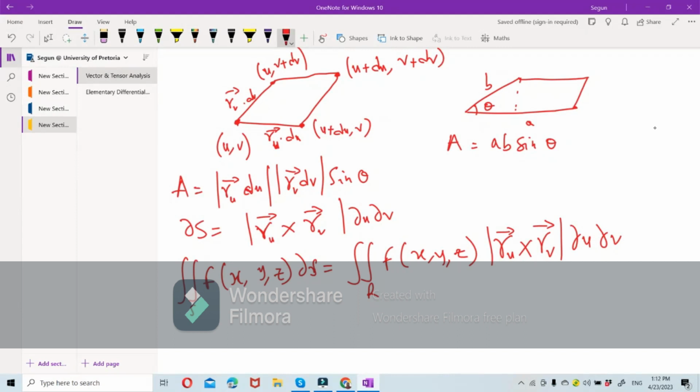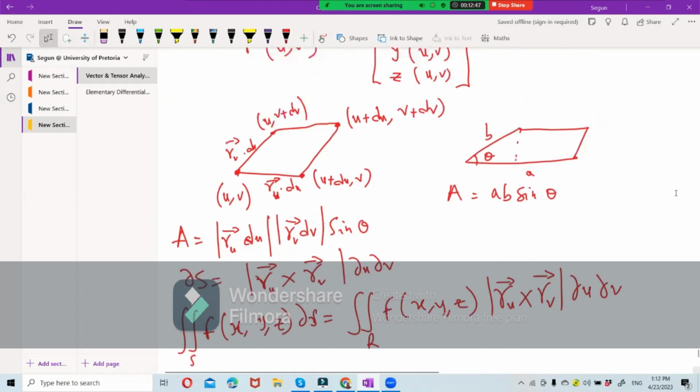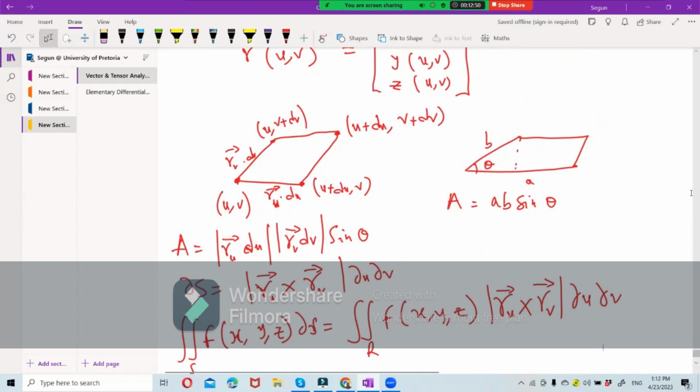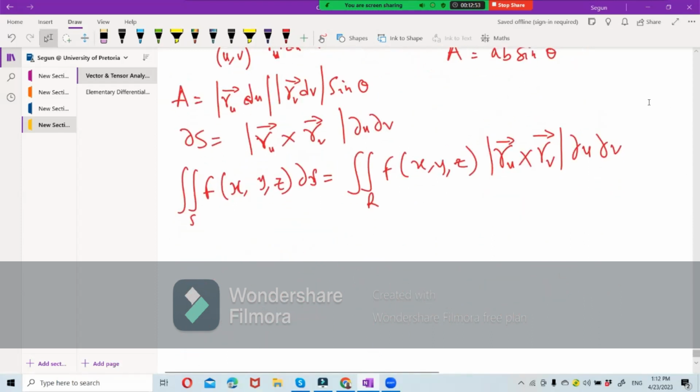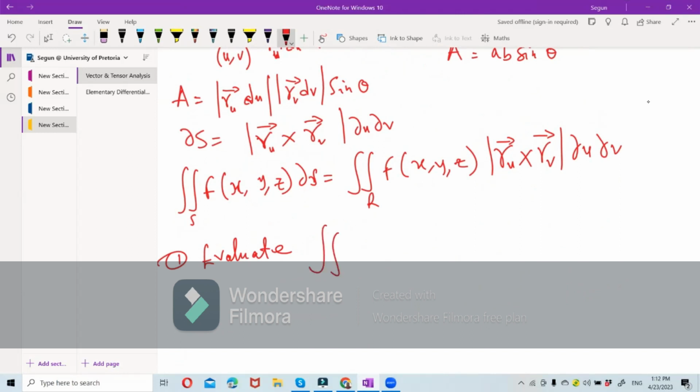Evaluate, let me give us this example. Evaluate the integral of xz plus y squared dS, where S is the surface.